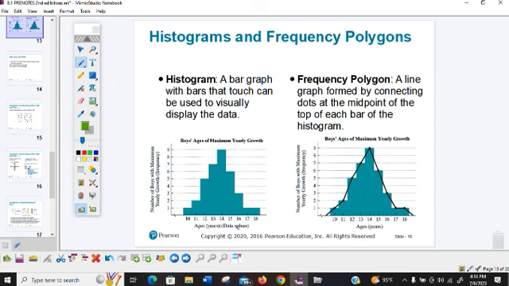Down in the bottom, they have a label telling you this is the ages. And what they did is they graphed the frequency at each age. This would be called a histogram.